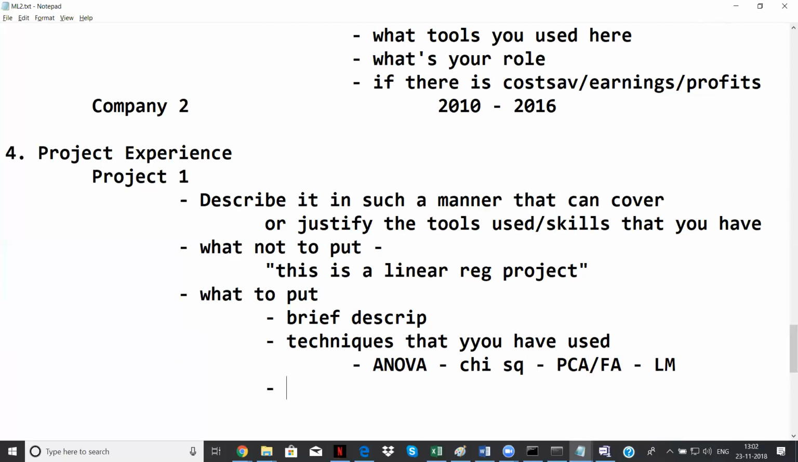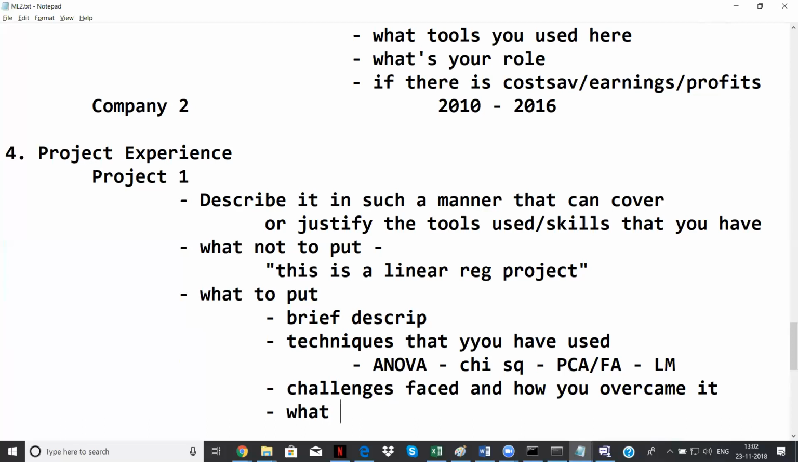And then, what are the challenges faced and how you overcame it, right? What's your conclusion? Not conclusion, how you overcame it, and finally just say what did we do? Which means linear regression.